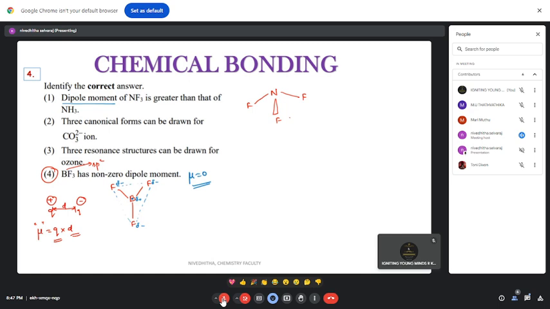To visualize the molecule better, I've drawn the shape like this. This is NF3. This is NH3. Definitely, there will be a charge separation in both molecules. So let us take ammonia. Among nitrogen and hydrogen, which has more electronegativity? Obviously nitrogen. So nitrogen will have a partial negative charge and the hydrogens will have a partial positive charge.